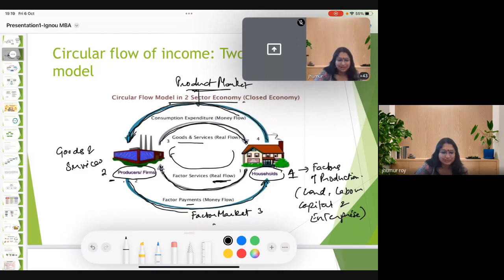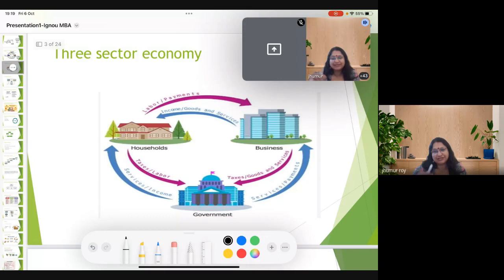Okay. So I go to the next thing, which is called the three sector economy. In the two sector economy, what did we say? We have households and we have firms. Now in the three sector economy, you have household, you have firm, but you also have government. As I told you, now we have come to a macro model. The moment we start talking about the government, we come to a macro model.